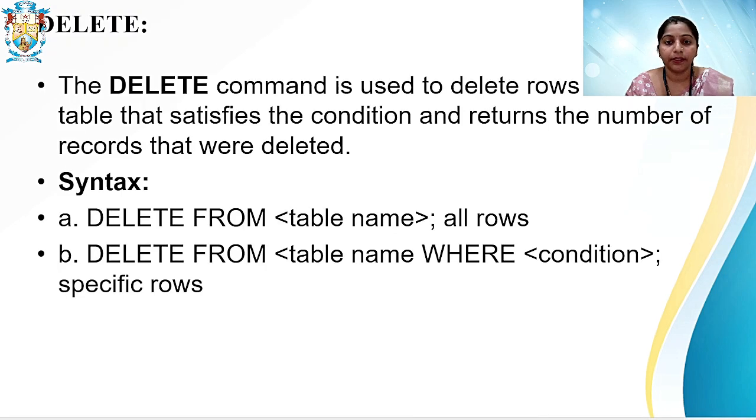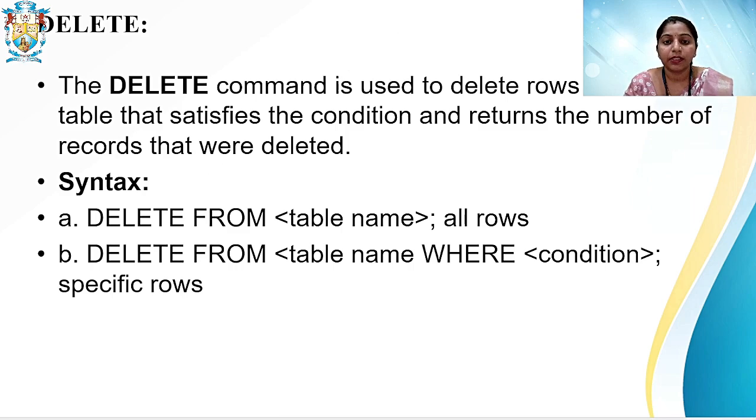Now let us see the delete option. The delete command is used to delete the rows from the table that satisfy the condition and returns the number of records that were deleted. Once a table is created and data is inserted, and we have to manipulate or update the data, or we want to delete some of the data, then we use the command delete. The delete syntax is delete from table name, if we have to delete the entire table.